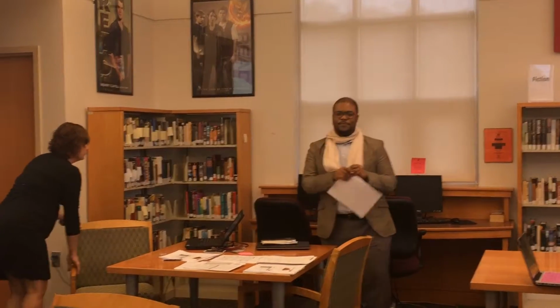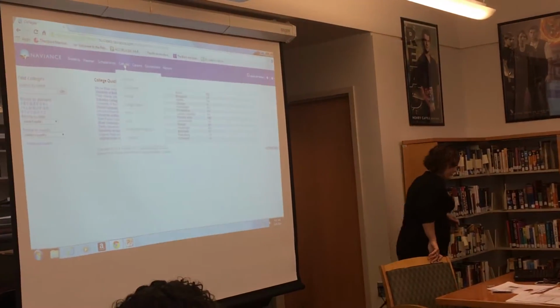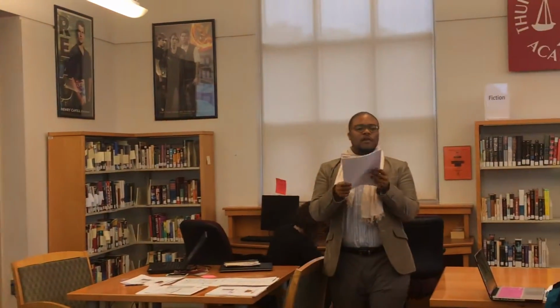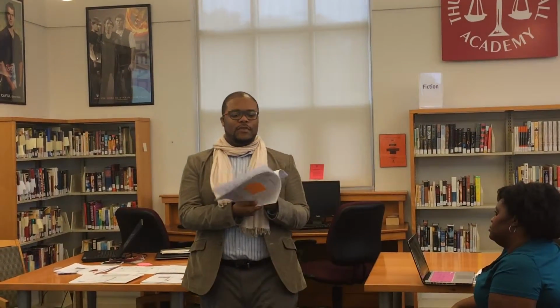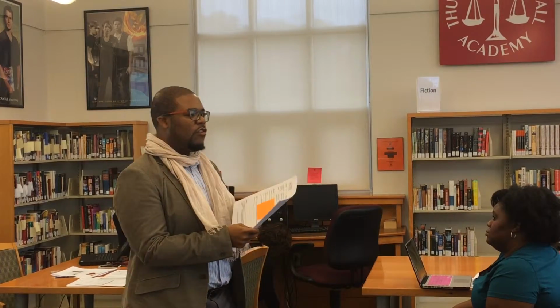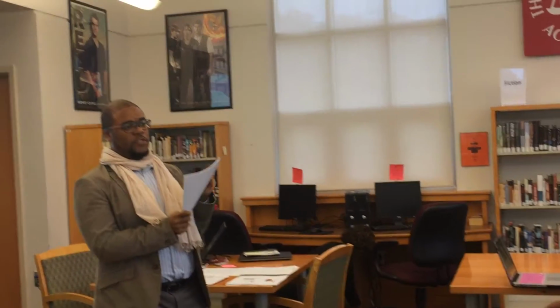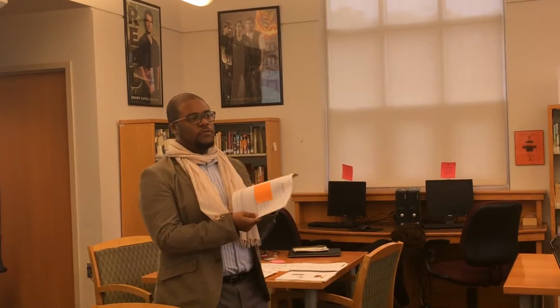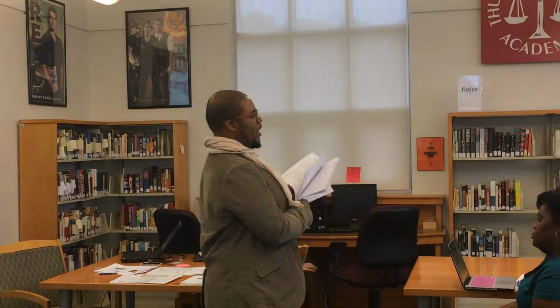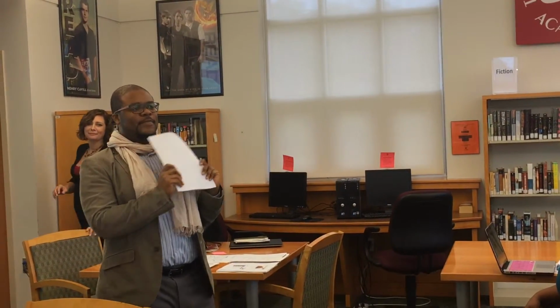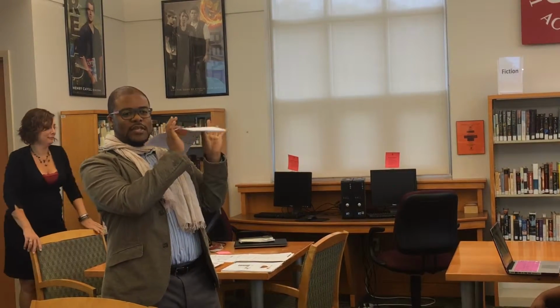Look at this in my hand. This is all the paper, kind of shrunk, but this is all the paper for one student's college, just for one college. This student applied to 11 colleges. So imagine 11 times this.